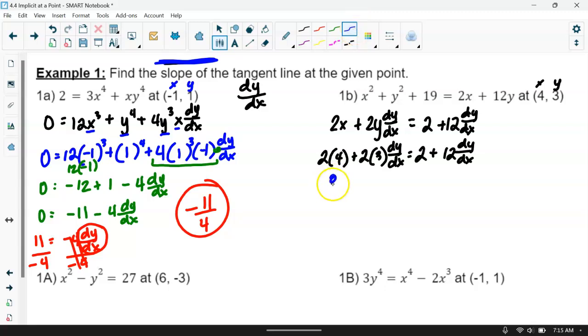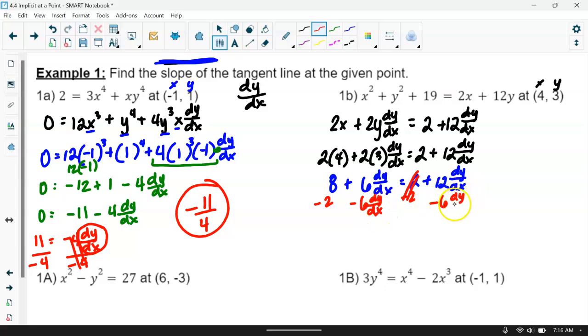So here to simplify, we've got 8 plus, here I've got 6 times dy/dx, which is equal to 2 plus 12 dy/dx. So now I'll gather. I can subtract 2 here. So I'll subtract 2 to gather. We could also subtract 6 dy/dx to gather our common term together. So now we've got 6 is equal to 6 dy/dx.